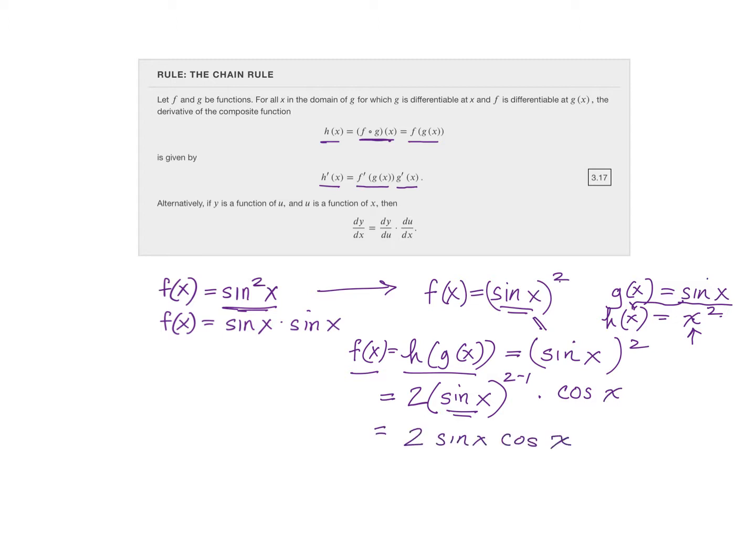And if you were to go back and look at your work from doing this with the product rule, you'll see that you get the same answer. So let's review really quickly. If you have the composition of two functions, when you take the derivative, you take the derivative of the outside function, leaving the inside alone, and then you multiply times the derivative of the inside function. Let's look at some more examples.